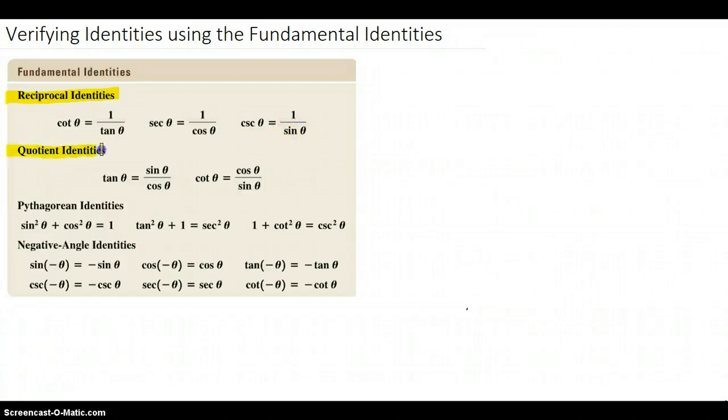The next one is the quotient identities, where tangent is sine over cosine. Cotangent, the reciprocal of tangent, is what I was trying to say. We know that it's cosine over sine. Let me go ahead and show you the first one.